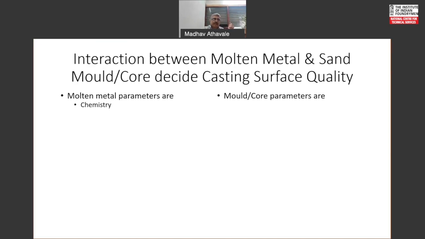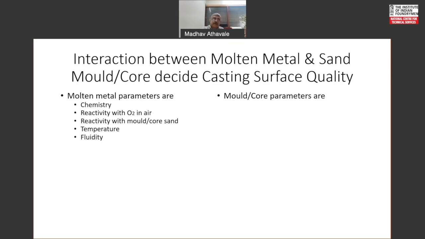One is chemistry, then its reactivity with oxygen, its reactivity with the mold and core medium, or mold and core sand. The temperature: chemistry will also decide what the melting point is, as well as adding superheat, it tells you what is going to be your pouring temperature. What is the fluidity of the metal? Because chemistry also decides how fluid the metal will be.